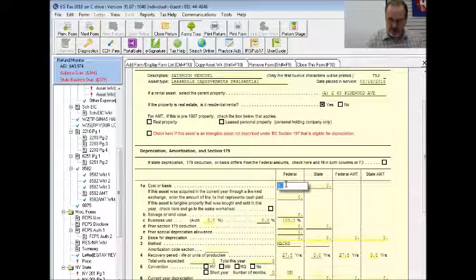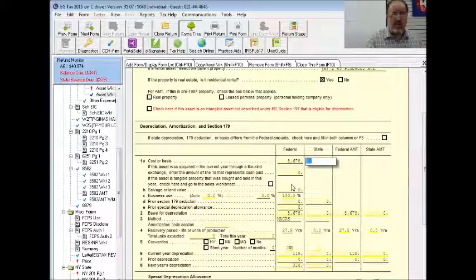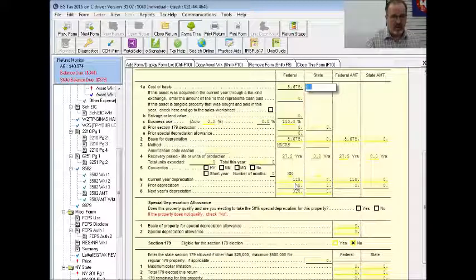What was our basis for the improvement? It was 8,678. What percentage can we take? 100%. Is it eligible for special depreciation? Why not? Well, Patrick, you're going to have to override the yes because it's not letting you do that. So is it available for special depreciation or section 179? No. Okay. They can't take the special depreciation. No. Okay.